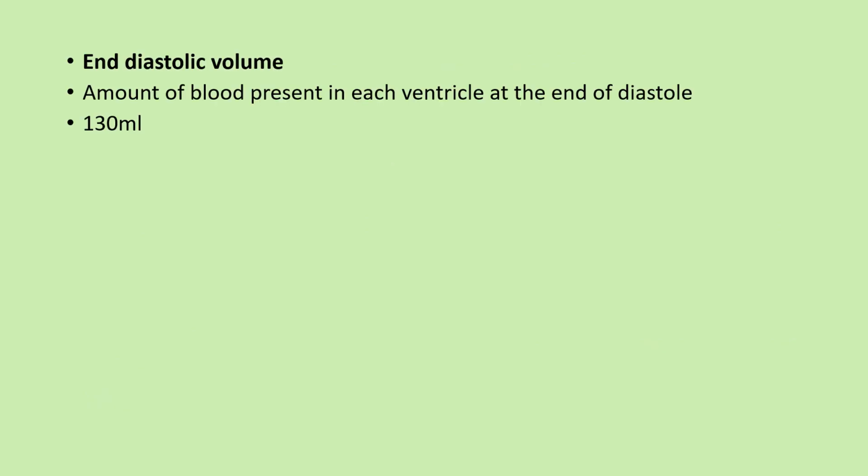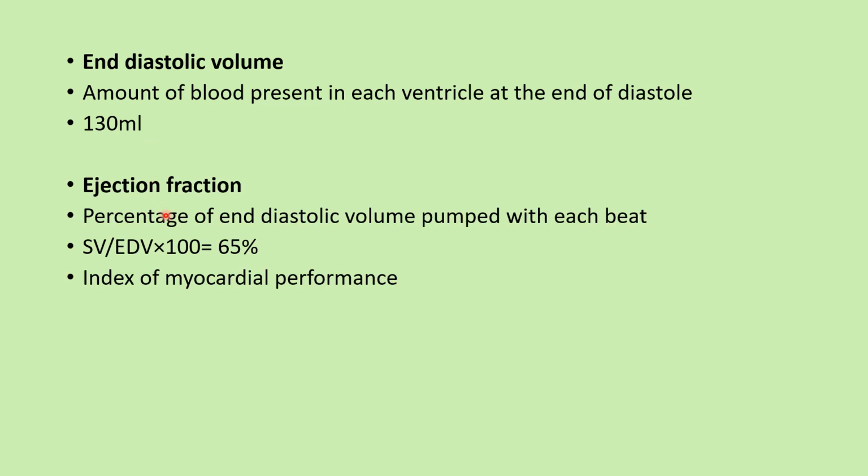End diastolic volume is the amount of blood present in each ventricle at the end of the diastole. Normal end diastolic volume is 130 ml. Ejection fraction is the percentage of the end diastolic volume pumped with each heartbeat. It is calculated by stroke volume divided by the end diastolic volume, multiplied by 100. Normal ejection fraction is 65%.